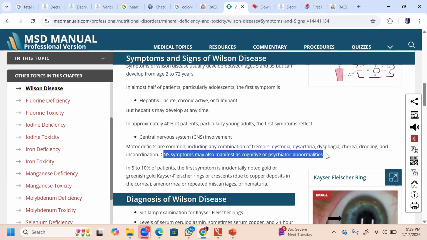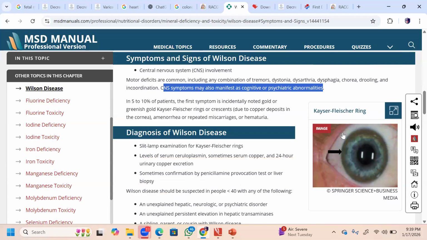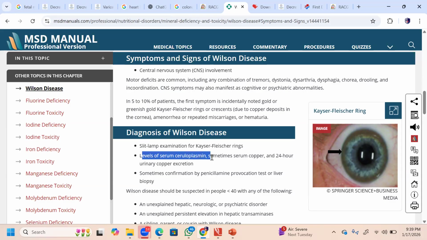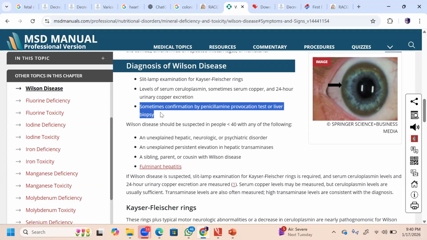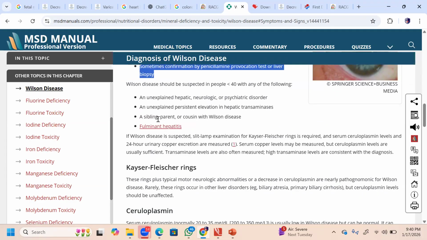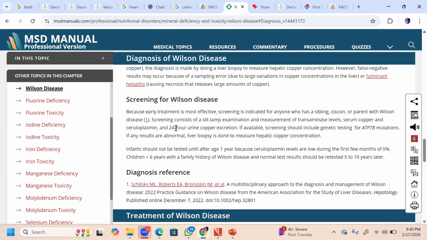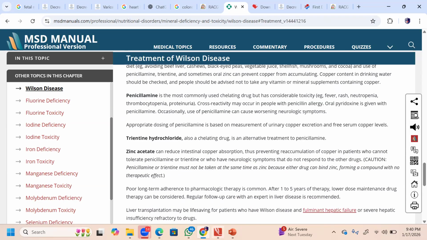Okay, so it affects multiple systems. You can see in the eye there is deposition of the Kayser-Fleischer rings. So diagnose by slit lamp examination for Kayser-Fleischer rings and level of ceruloplasmin. That's why we have to go for the ceruloplasmin. But the confirmation test is with the help of liver biopsy. Okay, doctor. So only these things you just need to know.